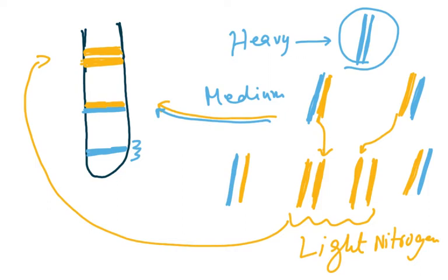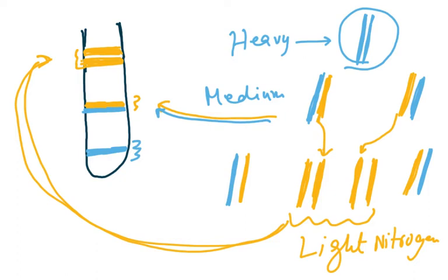This will sort of come and settle down here in the middle, because it will be one strand heavy, one light, so it will come to a medium weight. But if it's only light nitrogen, then it's going to come up here. You can see I've shown this arrow here. Light nitrogen means it's going to come to the surface of the test tube. So it's according to the weight how the DNA is going to settle at three different levels.